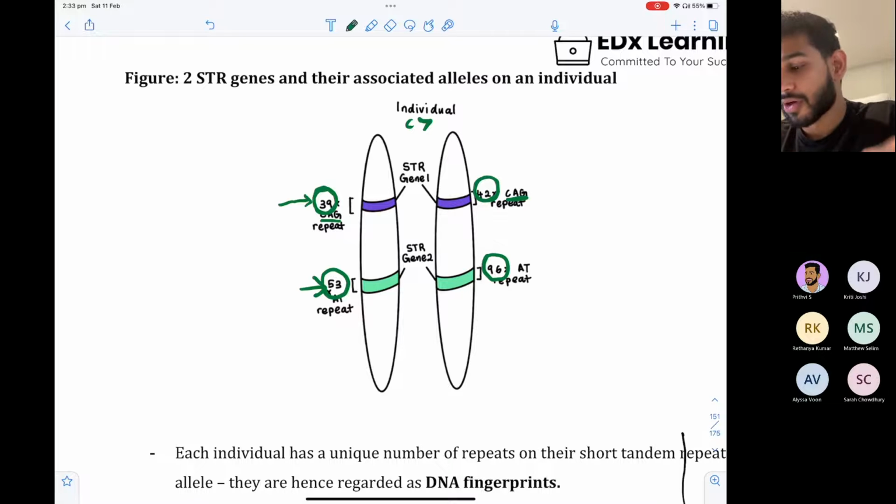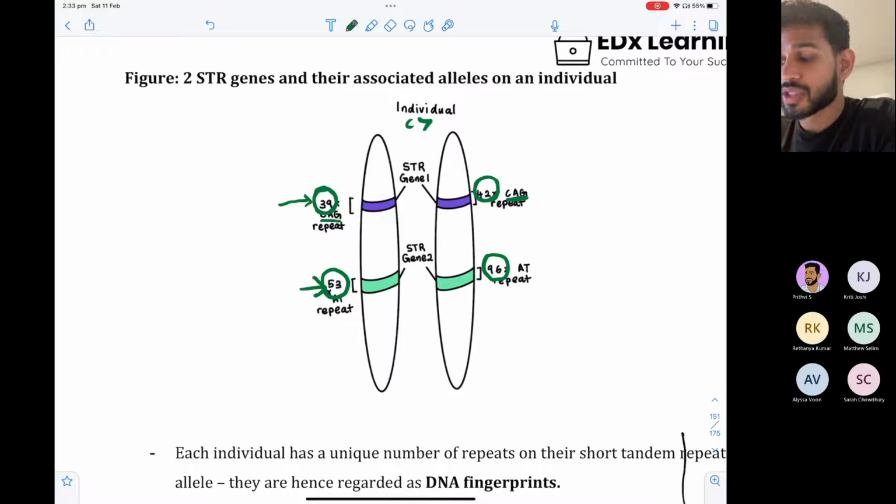Now, the other very important thing to note is that these short tandem repeats only occur in non-coding DNA, only in DNA that does not make protein. So unlike SNPs, which are more common in non-coding DNA, short tandem repeats are only found in non-coding DNA. Okay, very good. And this means they don't make any genes.